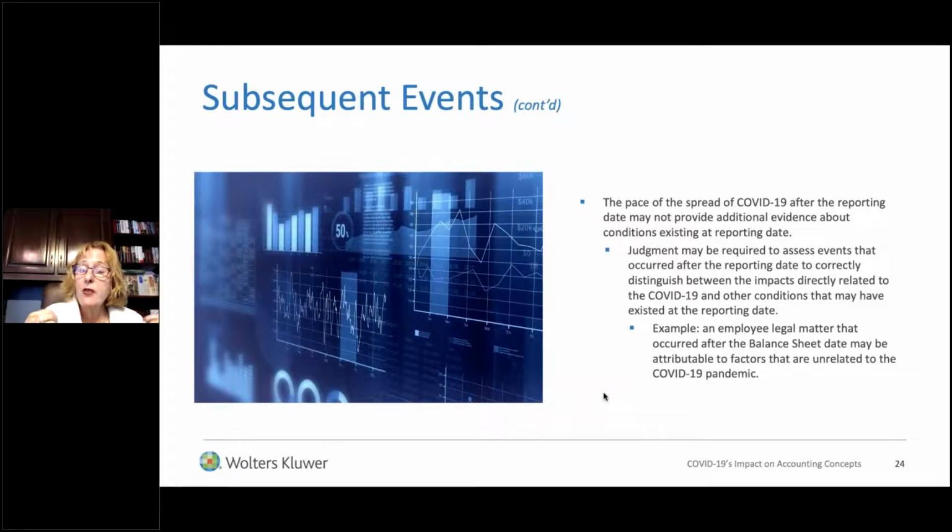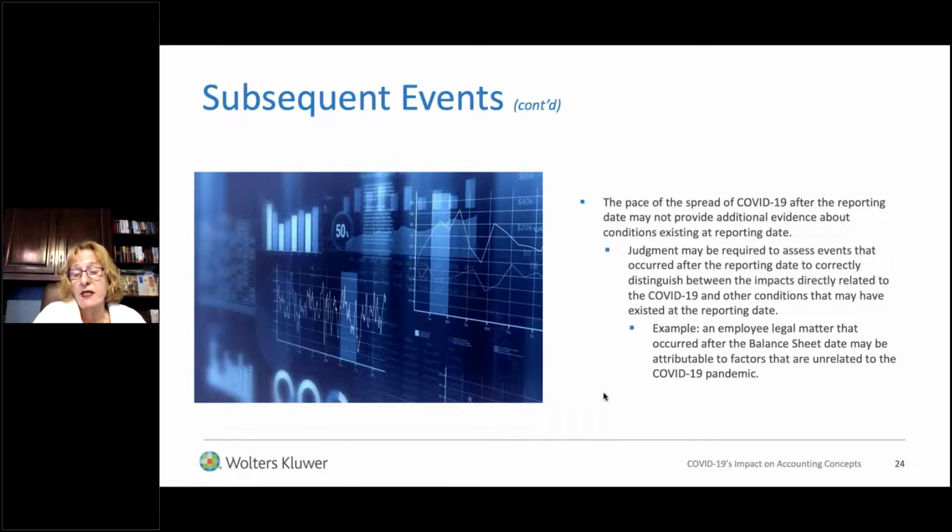reasoning. The pace and the spread of COVID, including the Delta variant after the reporting date may not provide additional evidence about conditions that actually existed at the reporting date. So we're going to have to use a lot of judgment that's going to be required to assess events that occurred after the reporting date. And then we're going to have to distinguish between the impacts directly related to COVID and other conditions that may have existed at the reporting date.